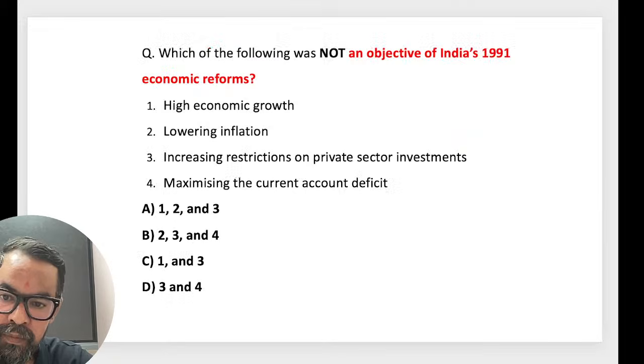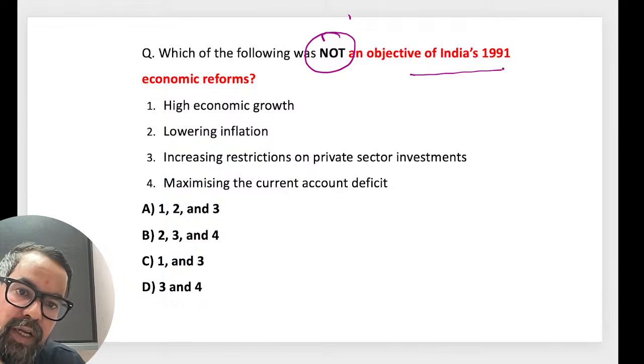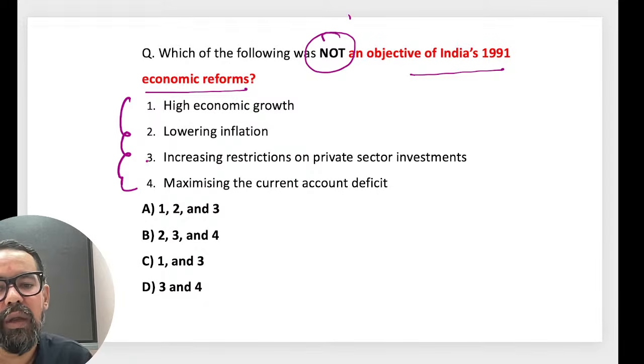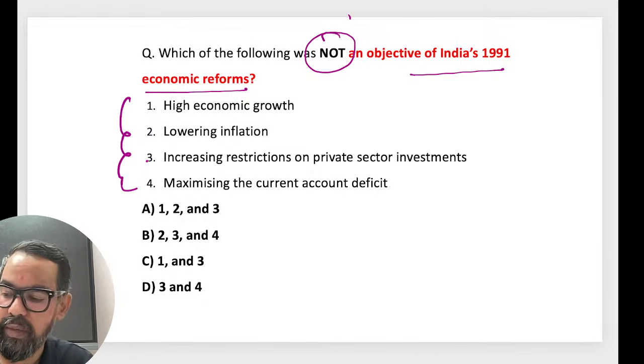Next one, which of the following is not an objective of India's 1991 economic reforms?